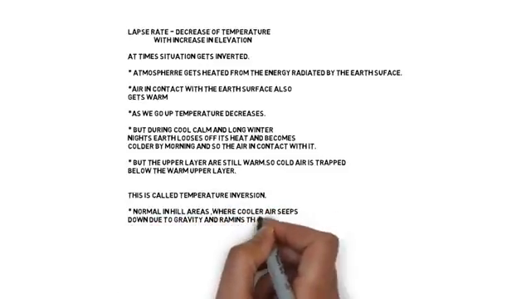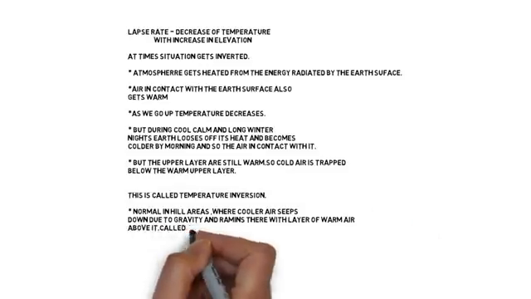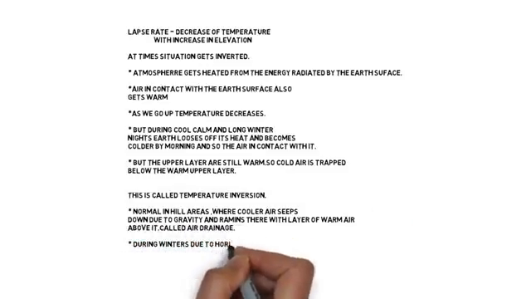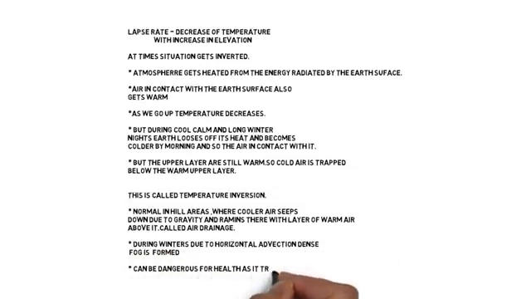It is very normal in hill areas where cooler air seeps down due to gravity and remains there with a layer of warm air above it. This is called air drainage. This also protects the plants from frost damage. During winters also, due to horizontal advection, we can see dense fog is formed. This is also the result of temperature inversion. However, it lasts for a few hours until the sun comes up. It can also be dangerous for health since pollution gets trapped. So, for plants it is useful, and for human health or generally for the health of all living beings it can be dangerous.